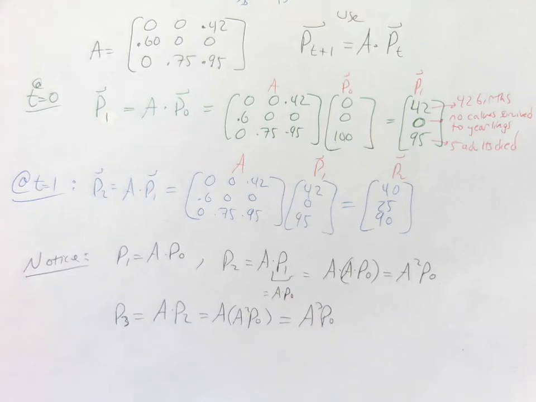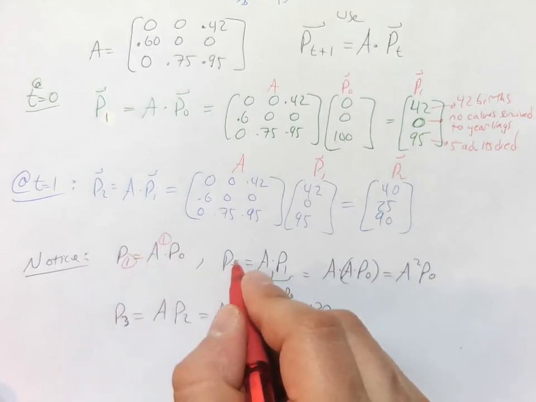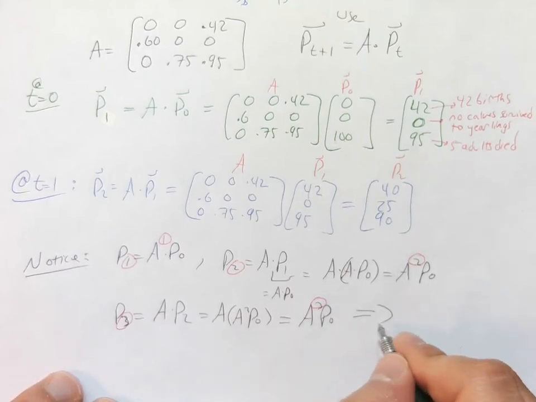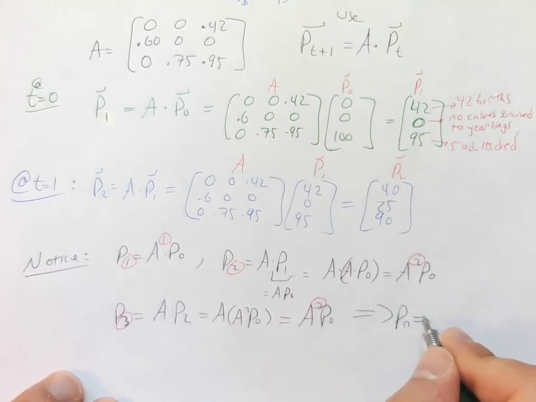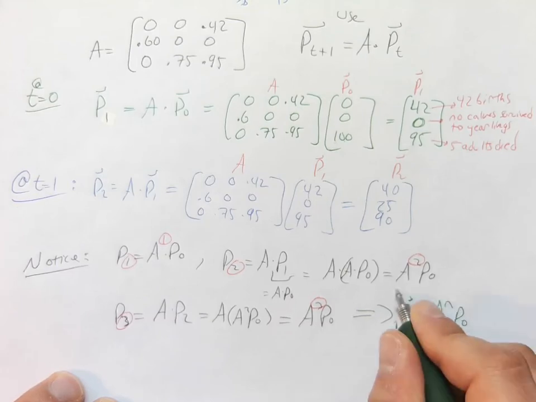And notice that it's the same pattern we just saw with the bacteria, right? When there's a 1 here, there's a 1 here. When there's a 2 here, there's a 2 here. When there's a 3 here, there's a 3 here. And so the general form of this is Pn, the nth population, will be A to the n P0.